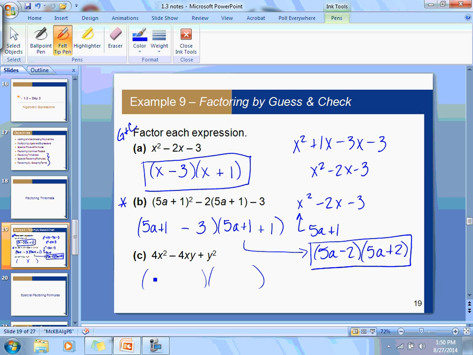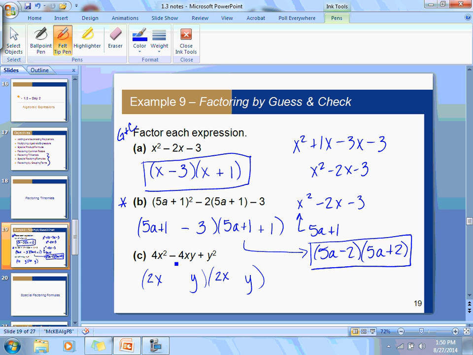And I can still say, okay, what times what is 4x squared? Well, that's a 2x and a 2x. And then what times what is y squared? Well, that's a y and a y. And then how do I get those to get me to a negative 4y?